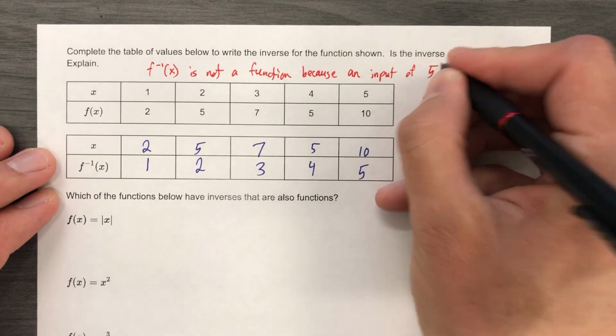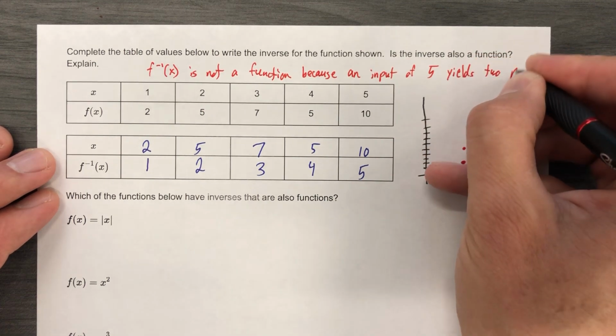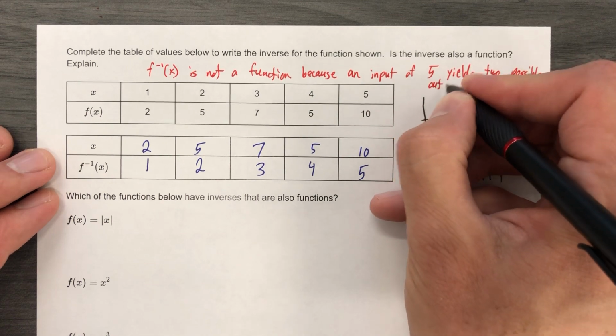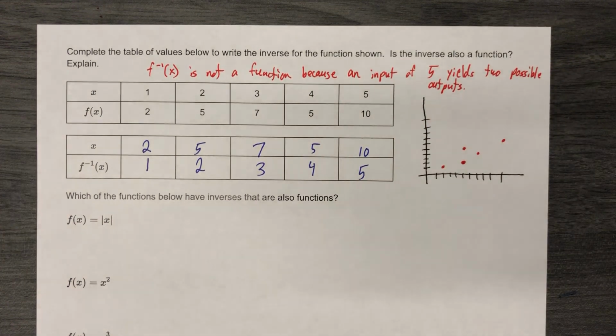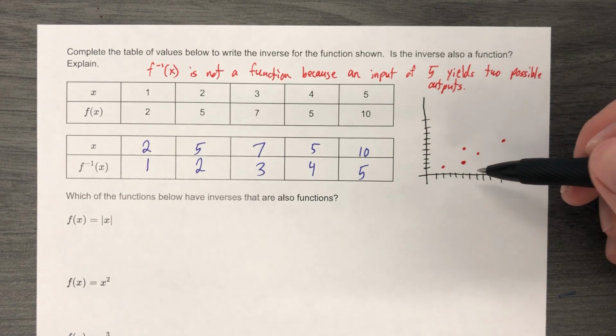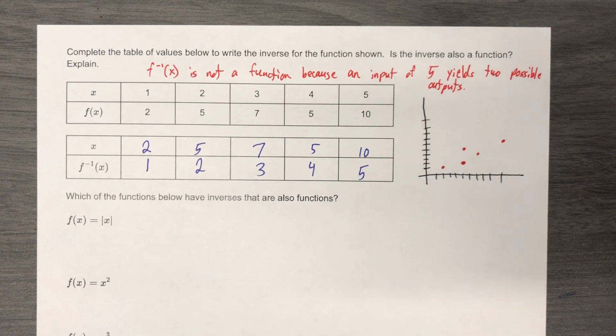F inverse is not a function because an input of 5 yields 2 possible outputs. Now, there are those of you that would say, well, it fails the vertical line test. I agree. That's not a wrong answer. But the reason it fails the vertical line test is the reason the vertical line test works. I have an input, gives me 2 outputs. There it is.